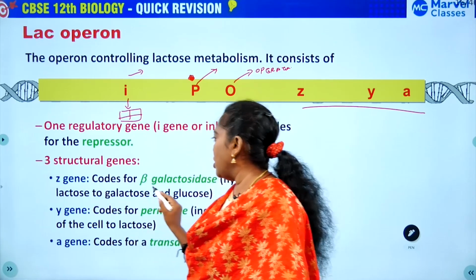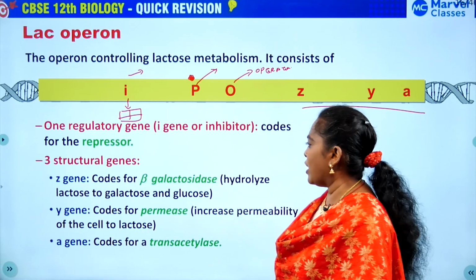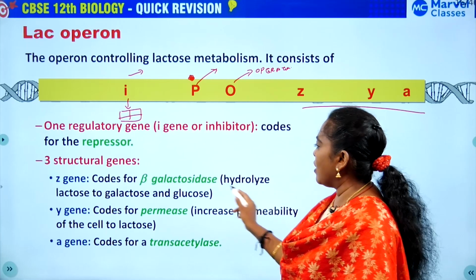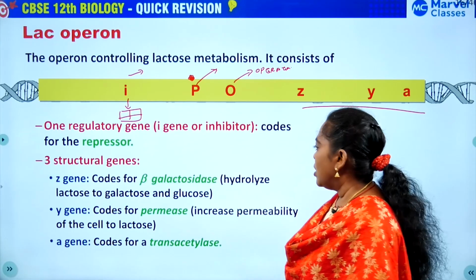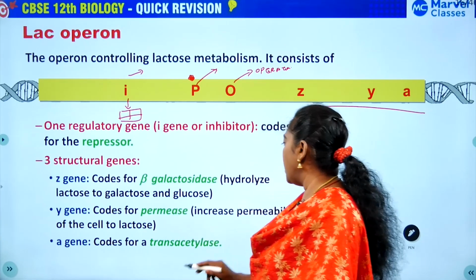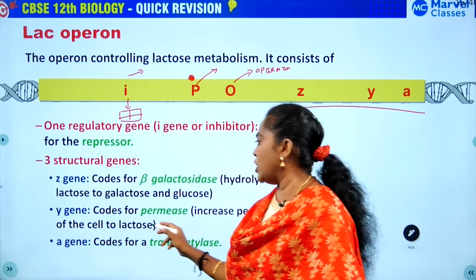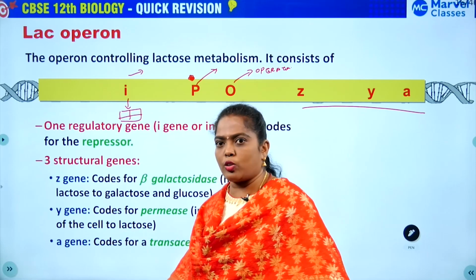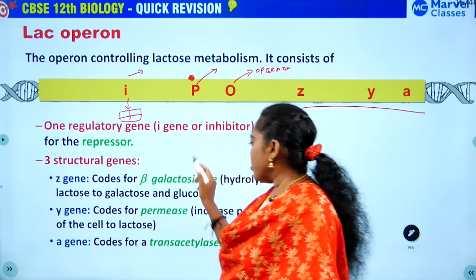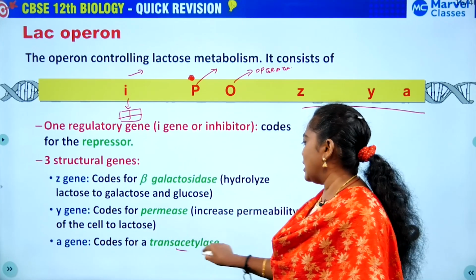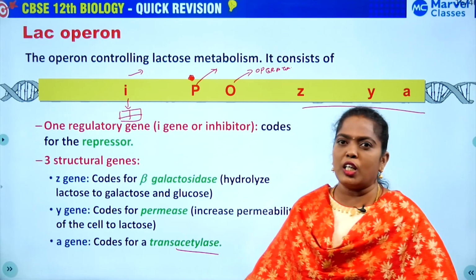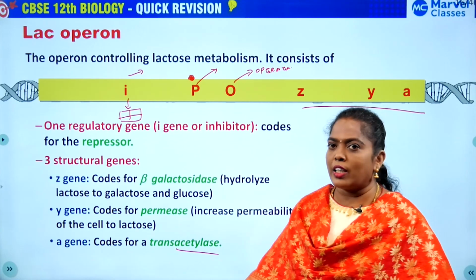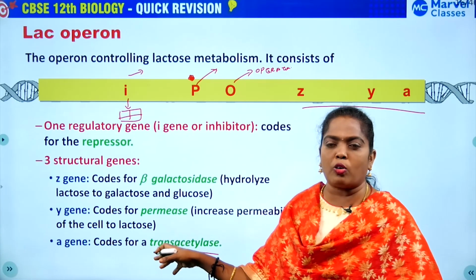And these three together are the structural genes. Then the Z gene is going to code for beta-galactosidase that will hydrolyze the lactose to galactose and glucose. Then the Y gene codes for permease that will increase the permeability of the cell to lactose. Then the A gene codes for trans-acetylase. Okay, this is general for the lac operon concept.